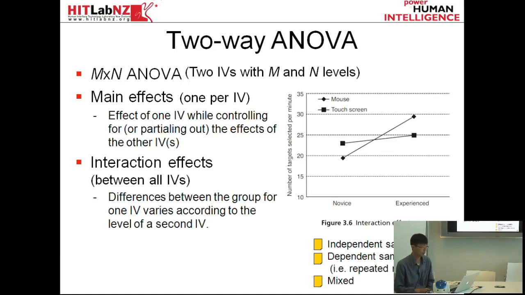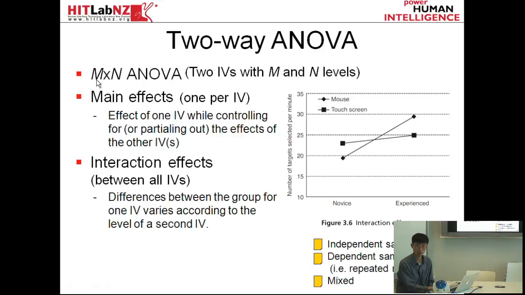So when you have two independent variables, the ANOVA that you are looking at is basically a two-way ANOVA. The number that comes before the word "way" is talking about how many independent variables you have. So if it's a two-way ANOVA, you have two independent variables. Sometimes you also call these multifactorial ANOVAs.